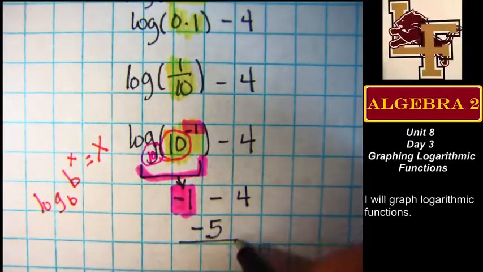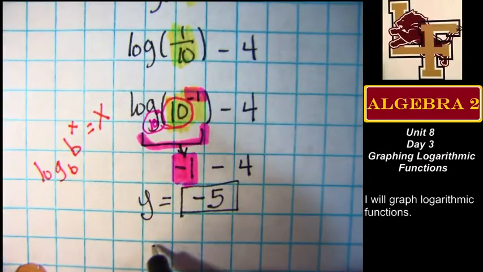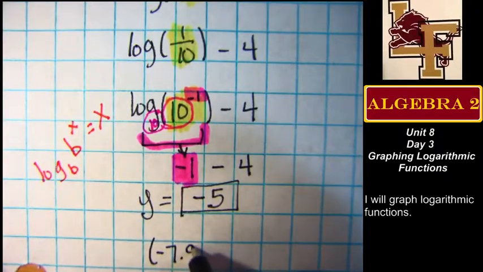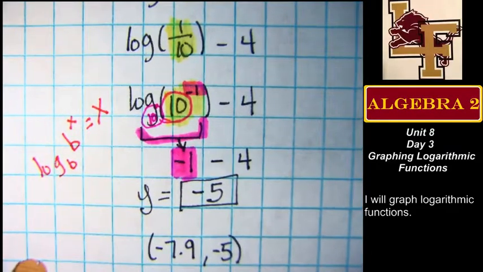And so now that thing equals negative 5. This is a y value. So the point I'm going to want to graph is negative 7.9 comma negative 5. And that's 1 point on my graph. That's a lot of work. Admittedly, there's a lot of work.